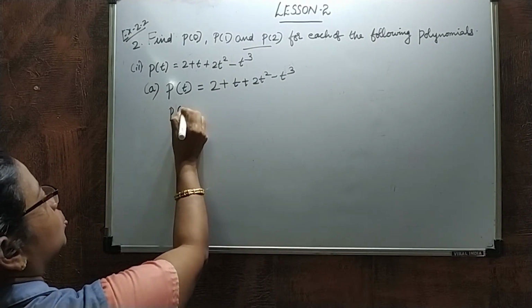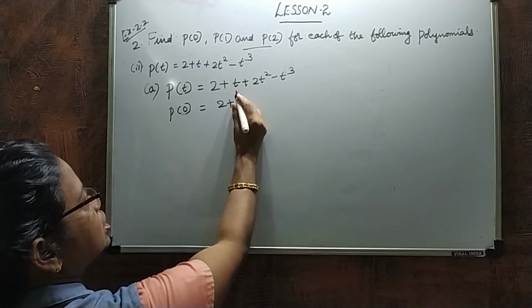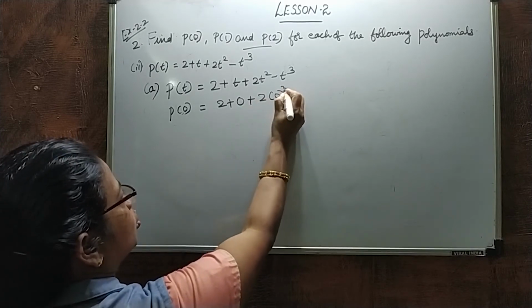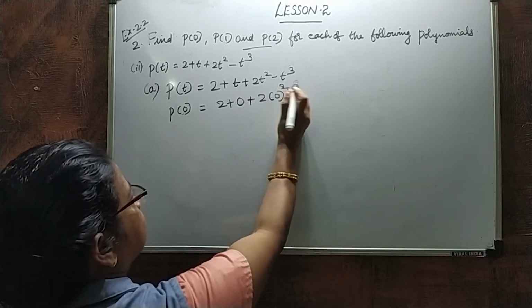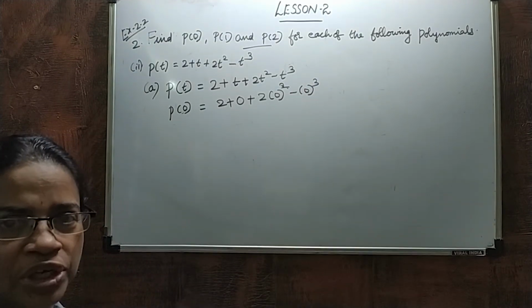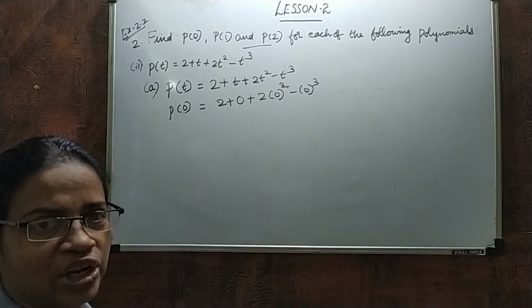So P of 0 equals 2 plus, instead of t, 0, plus 2 into 0 square minus 0 cube. When I am doing this, you have to do it in your mind also. Anyway, you have to write the notes.